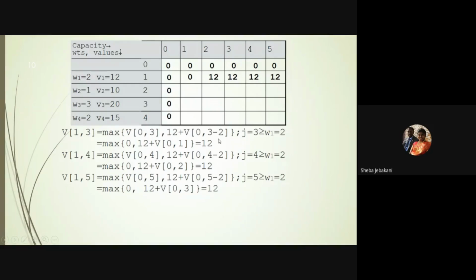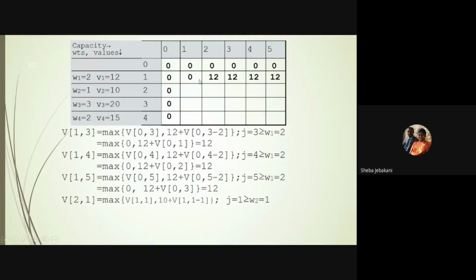Now V of 2 comma 1, next is 2 comma 1. If I go for 2 comma 1, the weight is 1, and here I am telling I minus 1 is 1 comma 1, that is I minus 1 comma j. J is 1, so 1 comma 1, and I can also include this particular value. If I include, I minus 1 will be 2 minus 1, which is 1, comma 1 minus 1 is 0. So 1 comma 0 is this particular position.